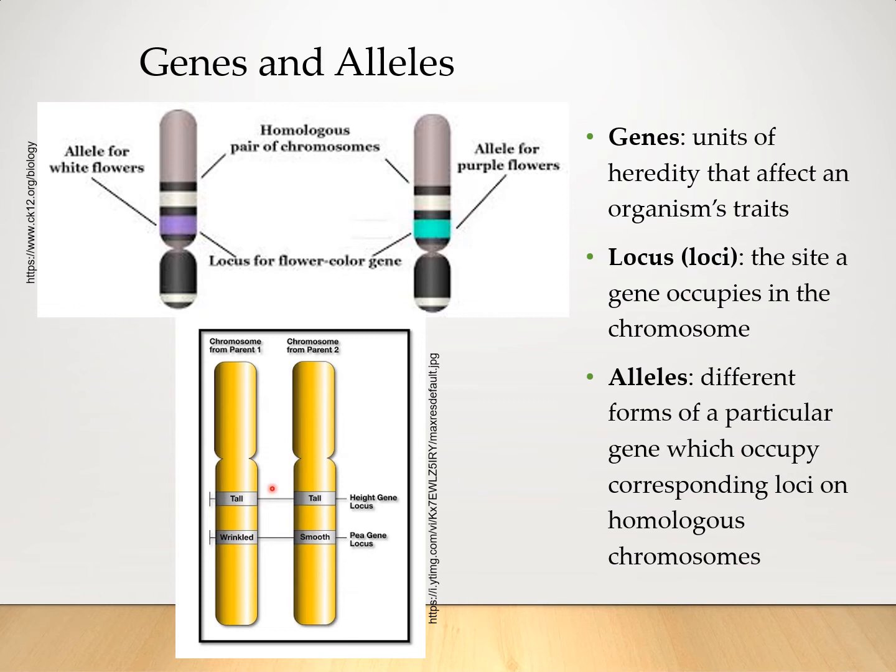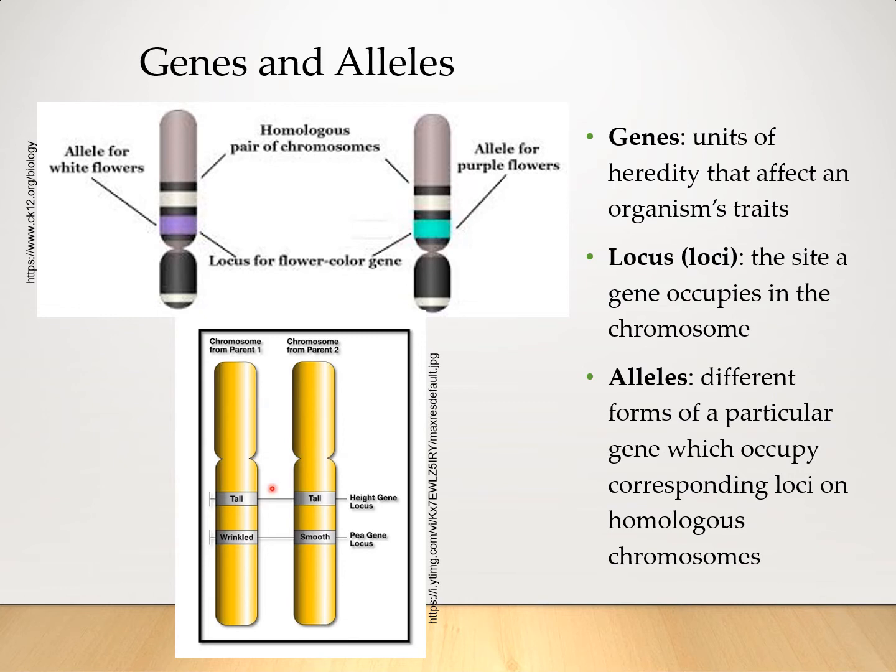In the top example, notice the purple and green bands are the locus, or location, of flower color. The left chromosome has the allele for white flowers, and the right chromosome has the allele for purple flowers. The two chromosomes are homologous, meaning one came from each parent, and they match each other in length, location of centromere, the bottleneck area, and the loci of the genes.